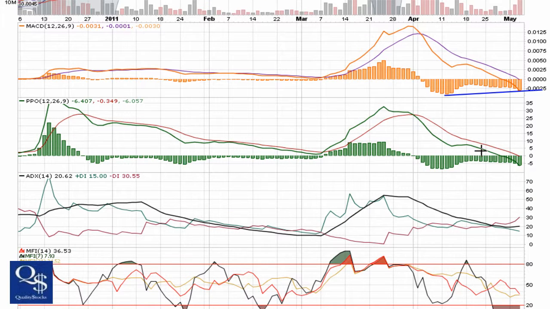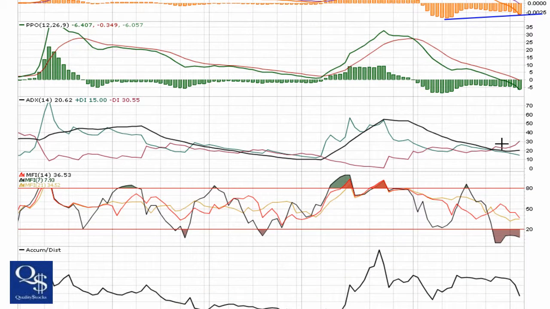Similar sort of mentality you're going to be looking for with the PPO. Going to want to try and see this histogram start to tighten up a little bit, hold the baseline, and see if it's going to put together some sort of twist back towards the signal line and start to try and trend back towards zero.